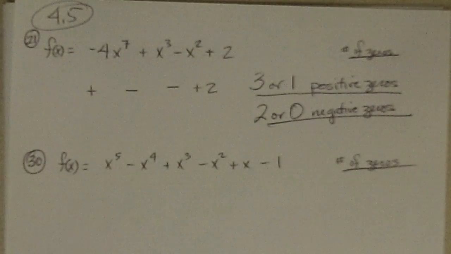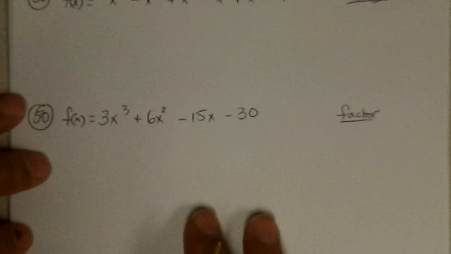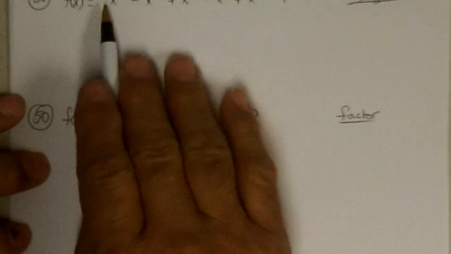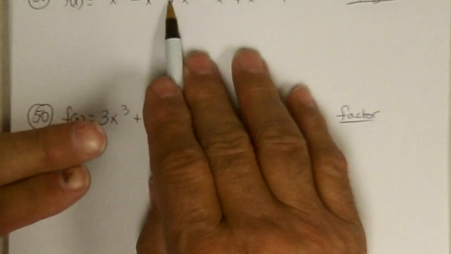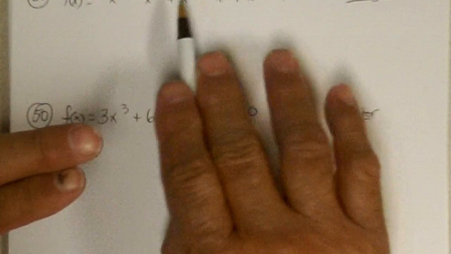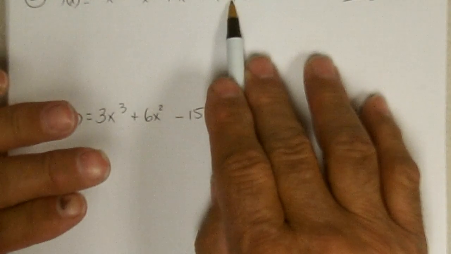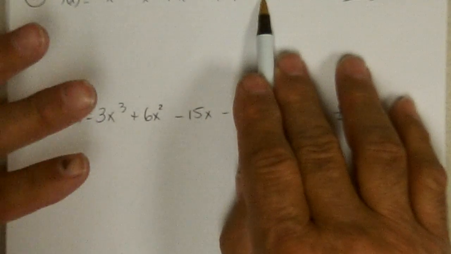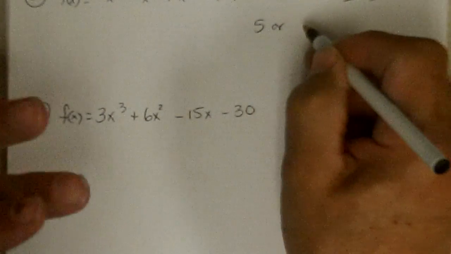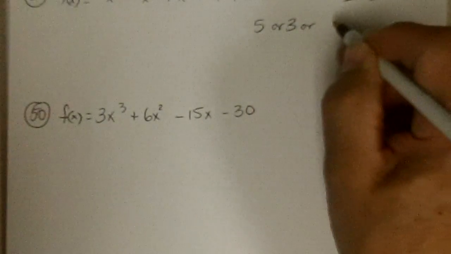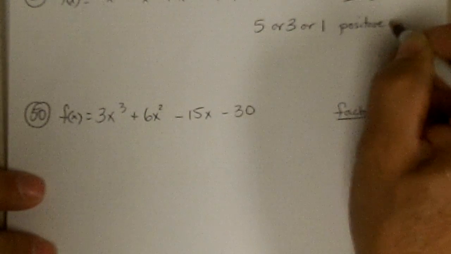And that's what Descartes' rule says about sign changes in the coefficients. So if we go to 30, we'll do the same kind of thing. For the positive, let's see. Positive to negative, 1 change. Negative to positive, 2 changes. Positive to negative, negative to positive. Positive to negative, 3 changes. Negative to positive, 4 changes. Positive to negative, 5 changes. So there's 5, or, down by 2, 3 or 1 positive zeros.